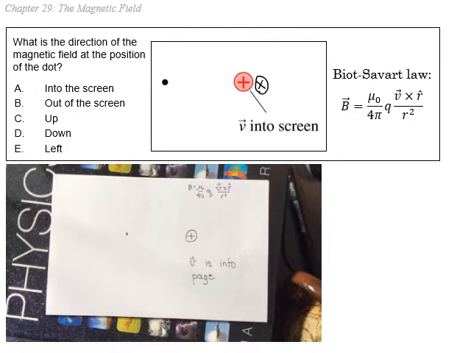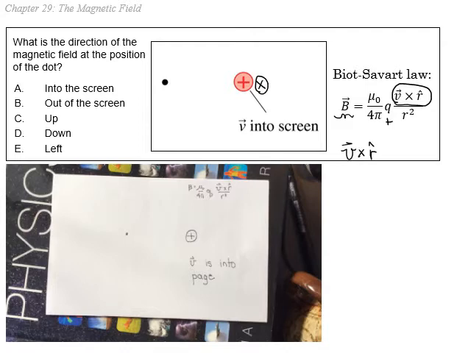There are two ways to do this. You can use the mathematical equation, think about what the cross product gives you, or you can use the right-hand rule. If you choose to use the cross product method, see that your direction of B will go as the direction of V cross R hat, and that's because our charge is positive. So let's see, what's the direction of V cross R hat?